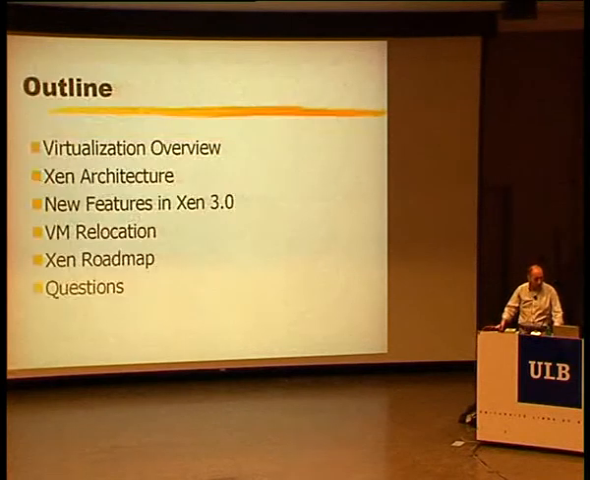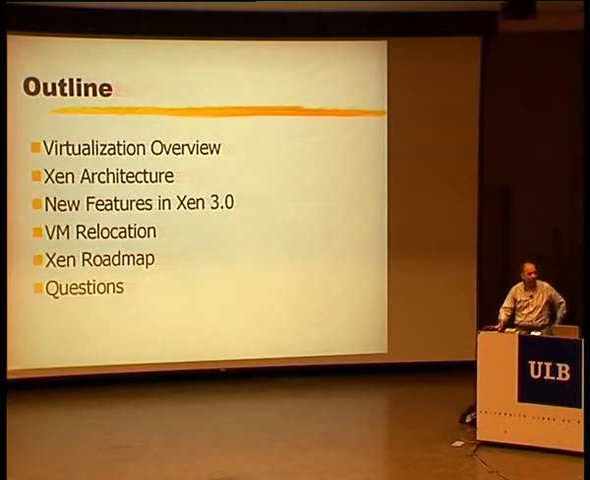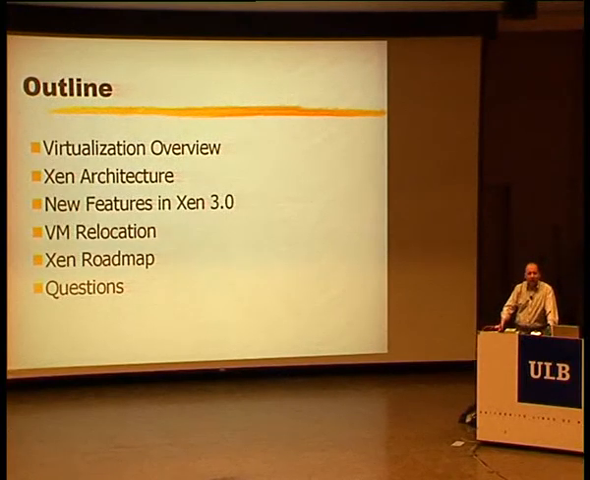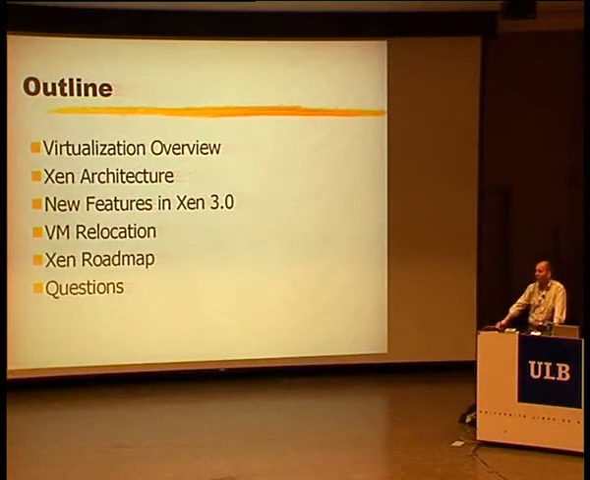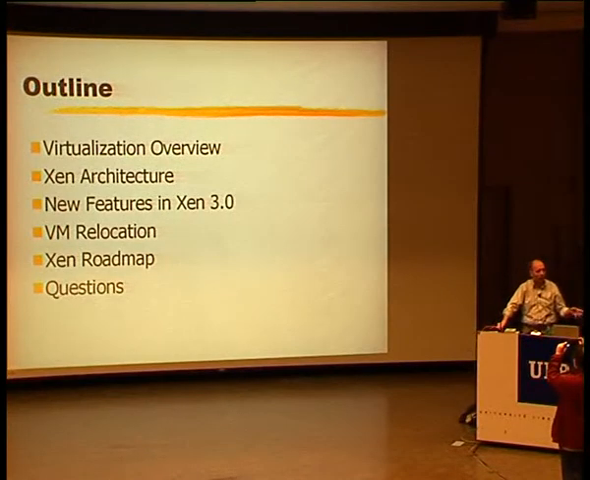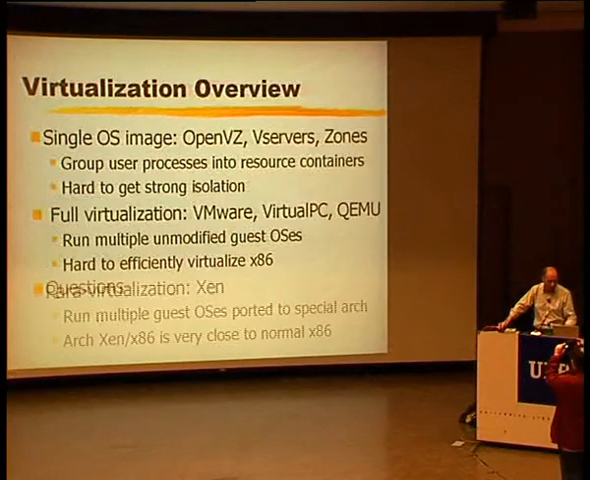What I'm going to be talking about today is giving an overview of the different kinds of virtualization which are out there and where Zen fits into that space. Then we'll look at the architecture of Zen, some of the features which are new in the 3.0 version, and in particular, do a bit of a deep dive on one feature which has been in there since Zen 2, but is one of the main reasons why people use Zen. And that's the VM relocation feature. That's enabling you to move running virtual machines from one physical node to another. And then we'll have a look at where we're going with Zen and take questions at the end.